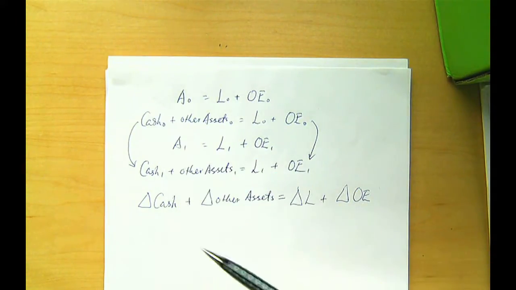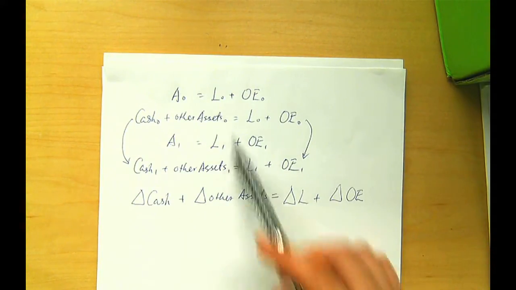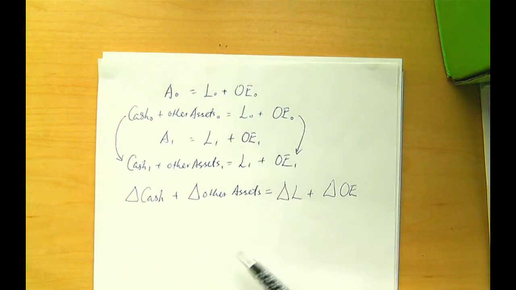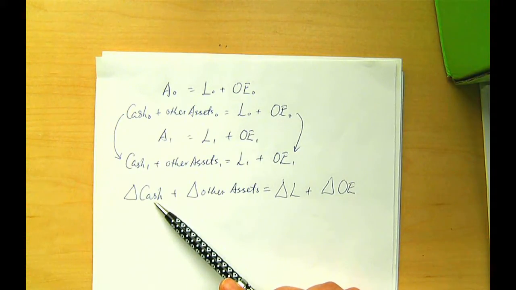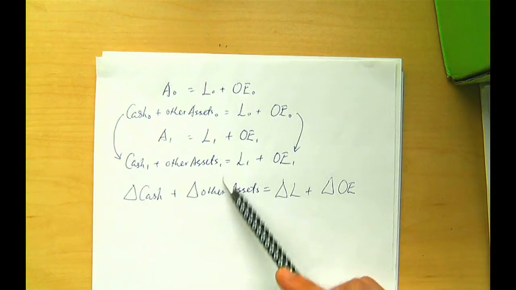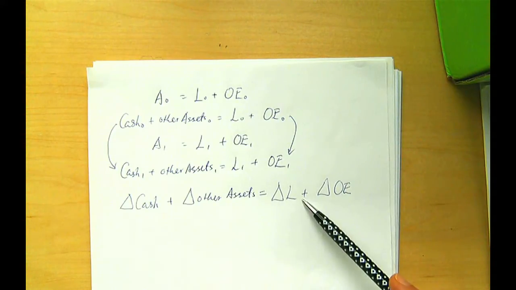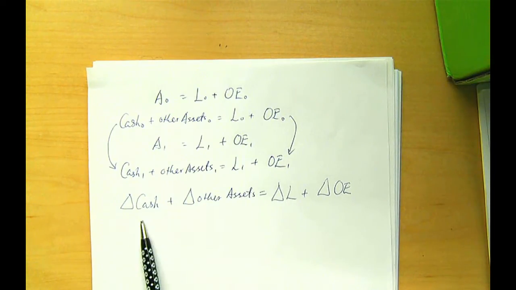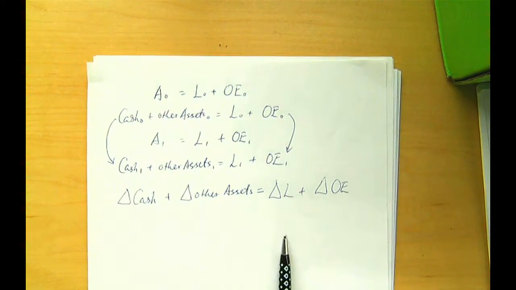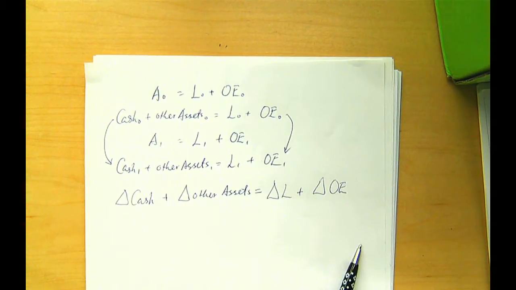So from here, you should see the changes from time 0 to time 1. The changes can be presented by this equation. So that is the changes in cash from time 0 to time 1 plus changes in other assets from time 0 to time 1 should be equal to changes in liabilities plus changes in owner's equity. Do you agree? That means in order to find out the changes in cash, we need to look at all other items on balance sheet, in particular the changes in other balance sheet items. Is that clear? All right.